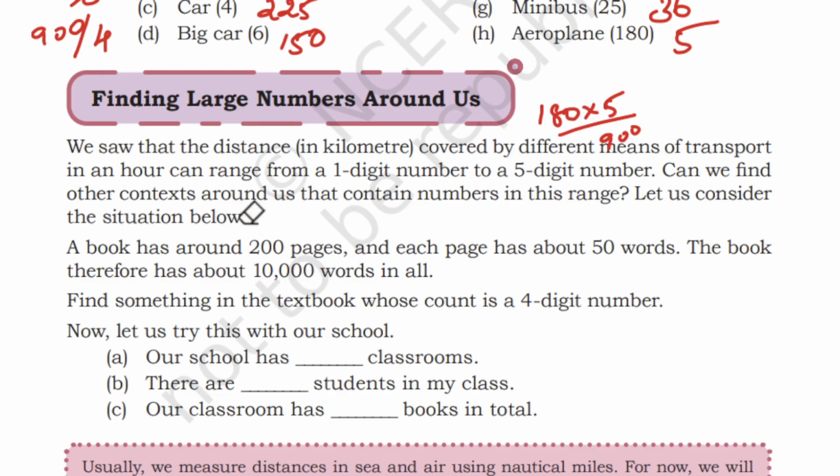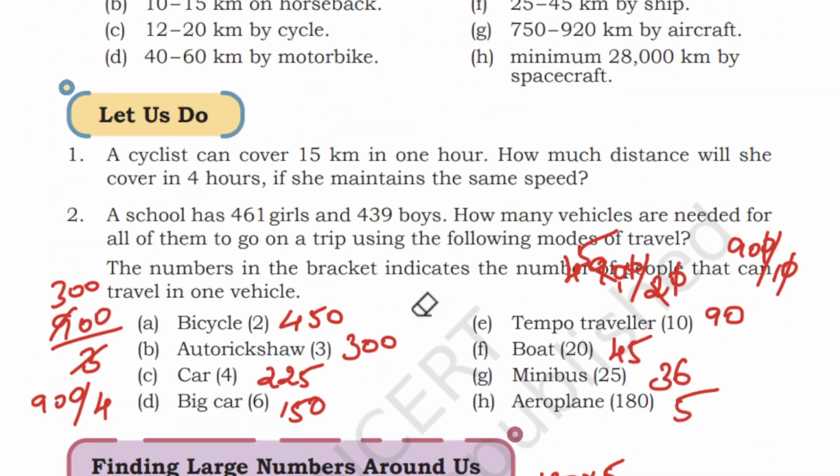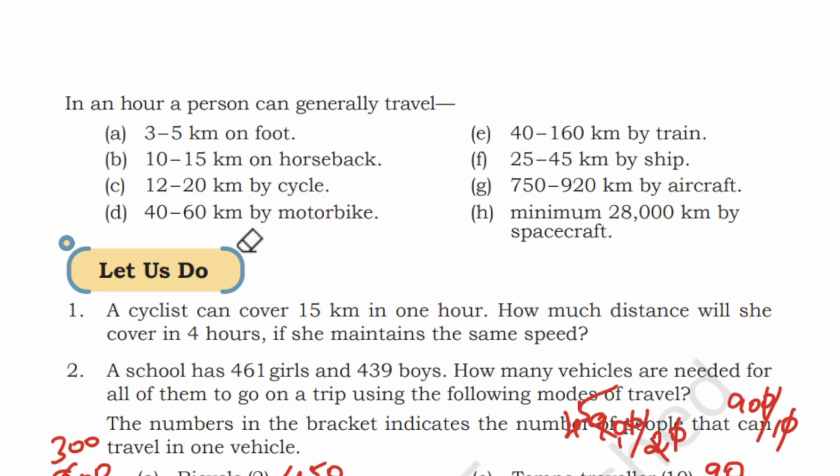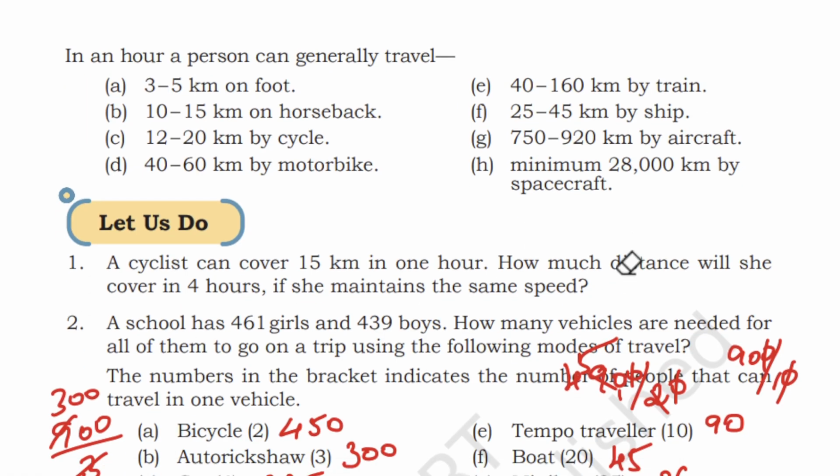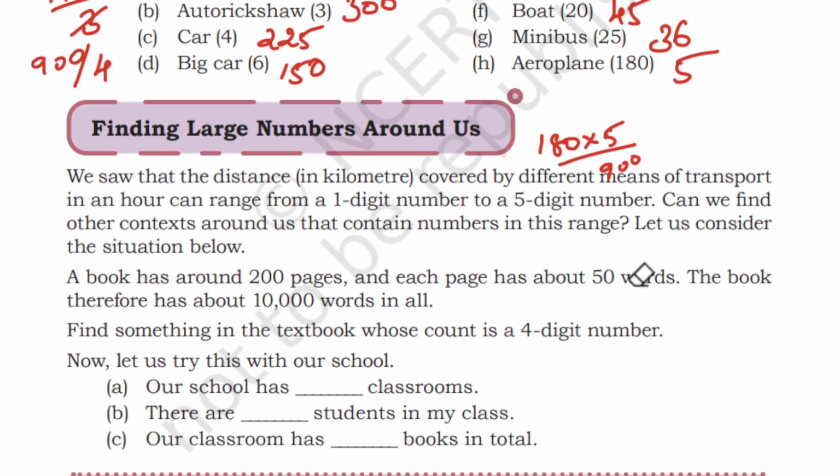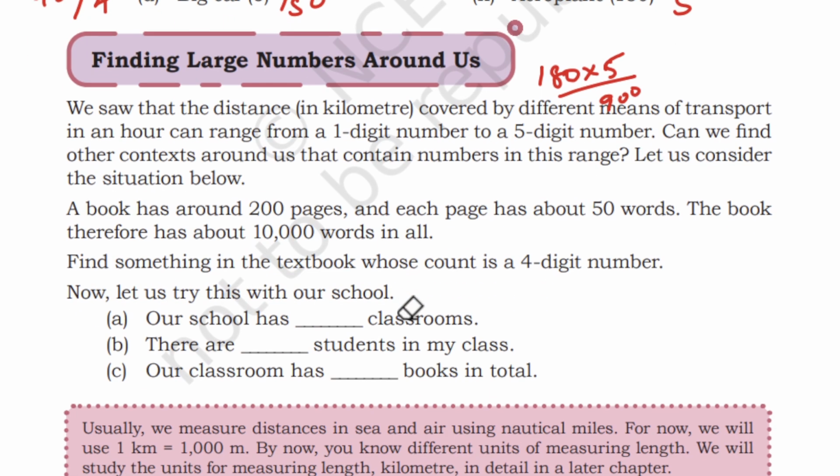Let us consider the situation below. Yes, we saw kilometers right here. When we travel on foot, it's like 3 to 5 kilometers. When we travel by aircraft, it's a 3-digit number, and when we go to space, it's a 5-digit number. Likewise, we are going to try a few other things also.